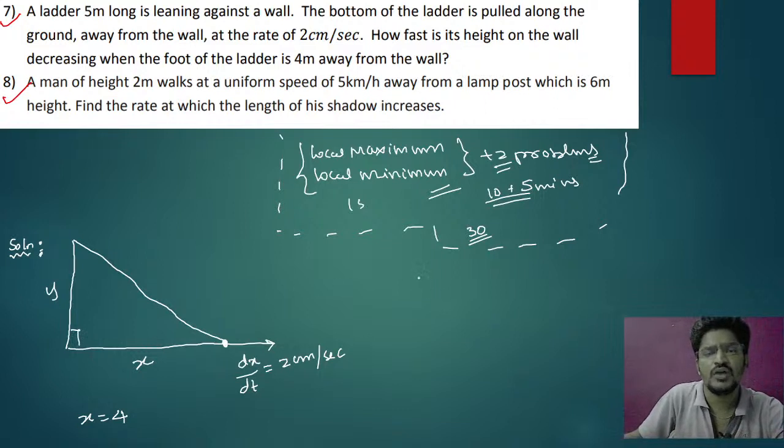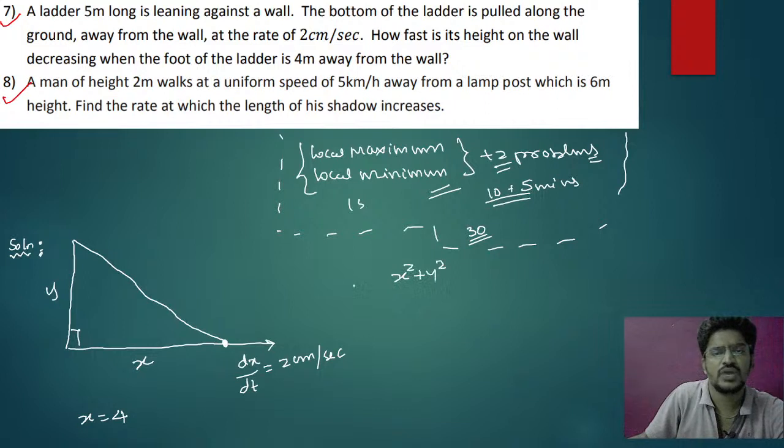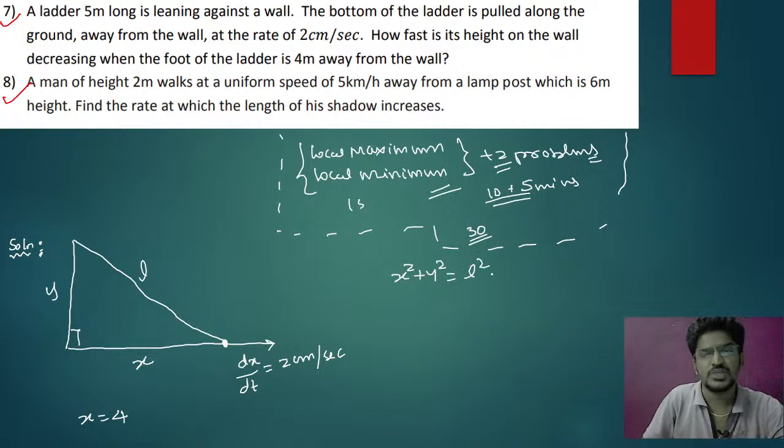From a very simple relation, x square plus y square, taking the length of the ladder as L, is equal to L square. Now we have to calculate the rate of change of y, so I take y square equal to L square minus x square. Now we can differentiate on both sides.